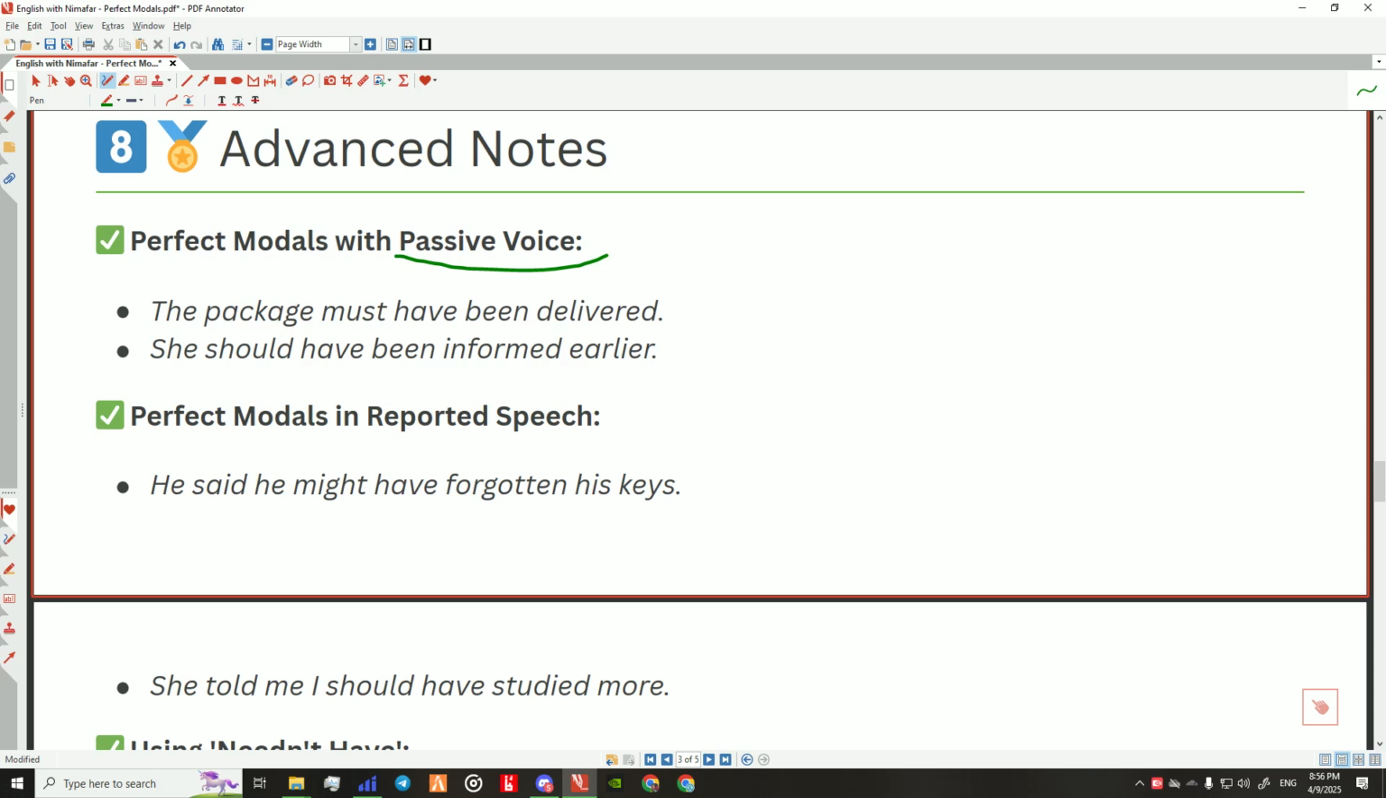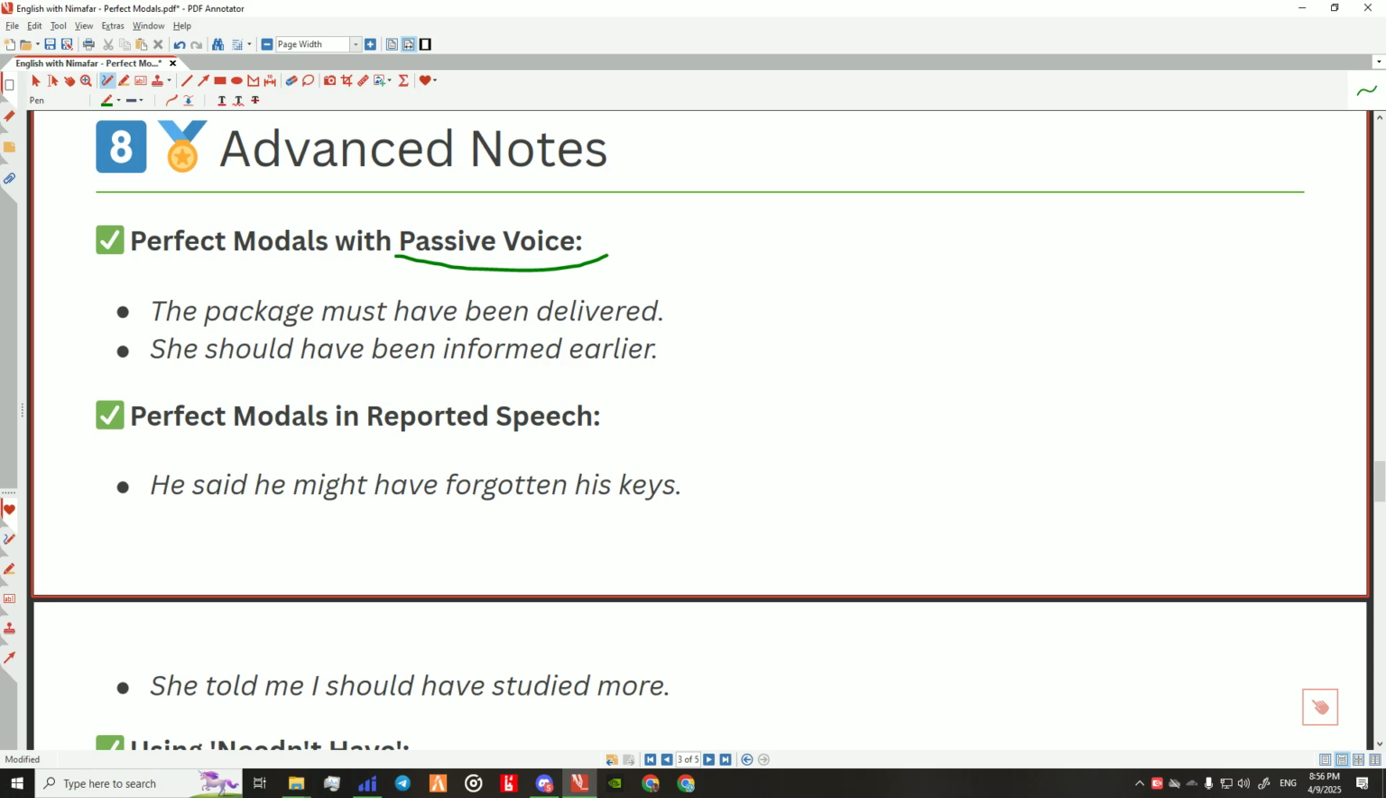You are just changing the words, changing the point of view, so as to narrate, so as to tell someone else what happened in the past. So, he said he might have forgotten his keys. It means maybe he didn't know.